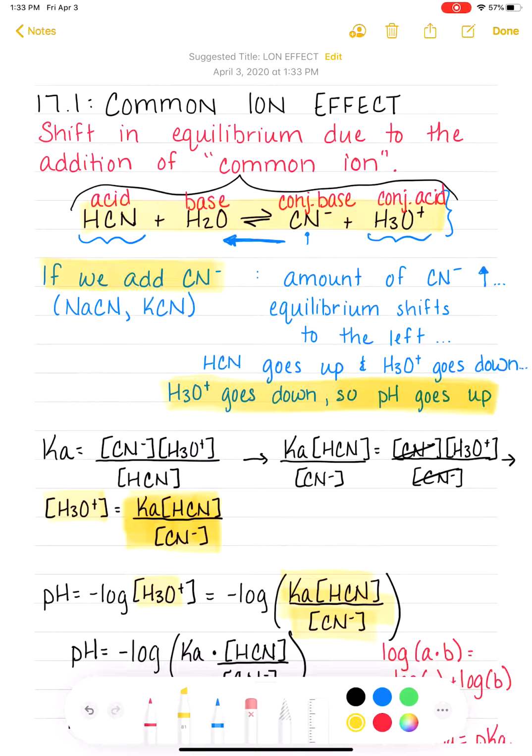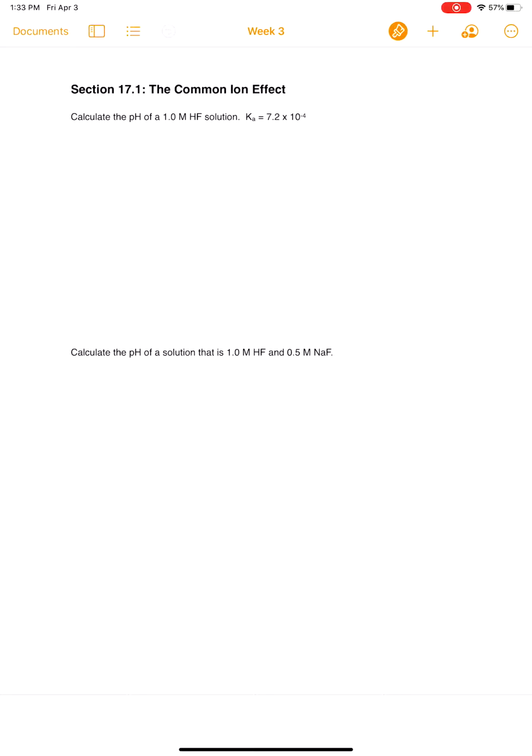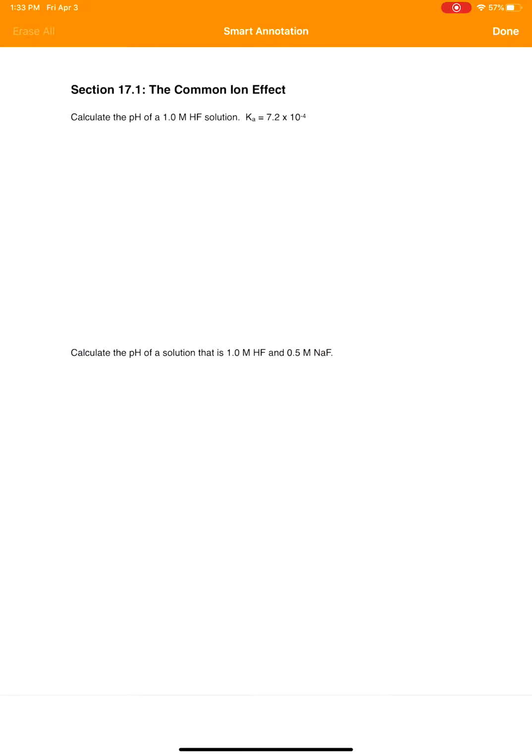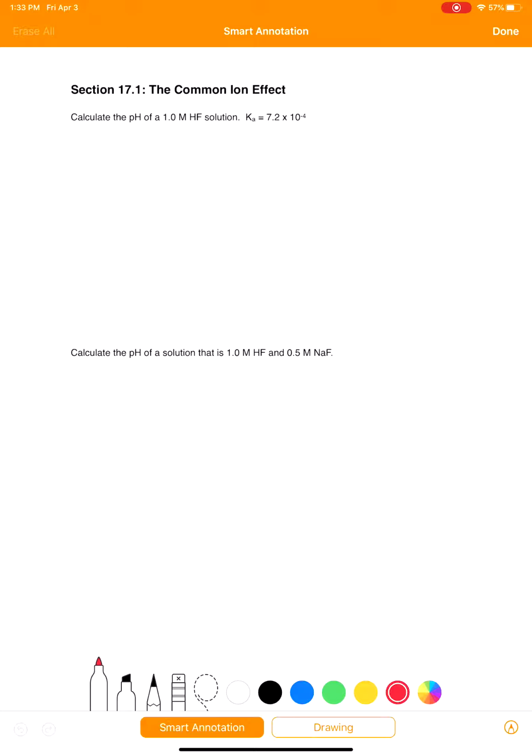And so let's take a look at that mathematically. Let's actually figure out how much of an effect that common ion would have on the pH of a solution. So what we're going to do is take this first example. We're going to calculate the pH of just a regular HF solution. So this is not a common ion situation. This is just a standard 1 molar HF solution. Calculate the pH just like we learned how to do in chapter 16.